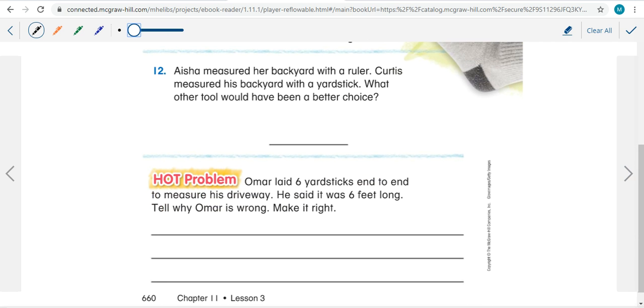Aisha measured her backyard with a ruler. Curtis measured his backyard with a yardstick. Okay, so the tools are ruler and yardstick. What other tool would have been a better choice? Remember that a backyard is very, very big, so it would be a better choice if they use measuring tape. So the answer is measuring tape. So number 12, write measuring tape.